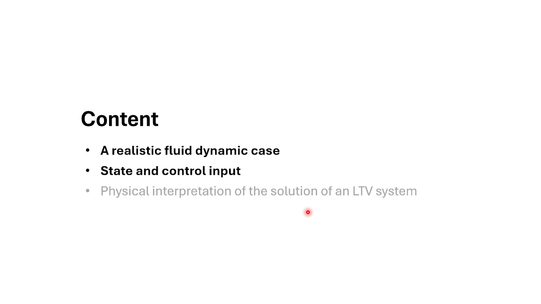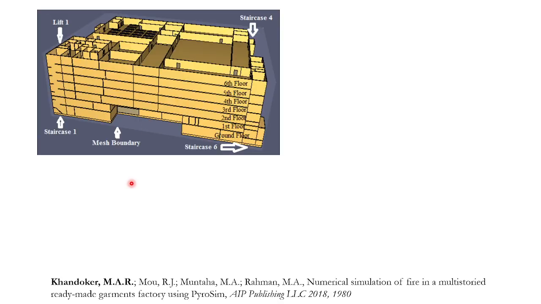So let's jump in with the first two contents. I'm going to first show a realistic fluid dynamic case or situation, and as I show you the situation, I'm also going to define a state as well as the control input. So this is a work from 2017 that I did during my bachelor's. The paper is here: the numerical simulation of fire in a multi-storied ready-made garment factory.